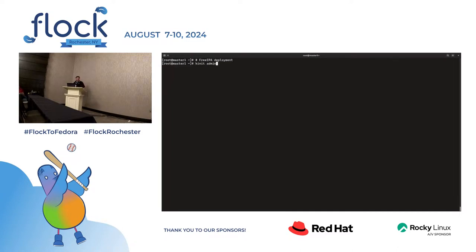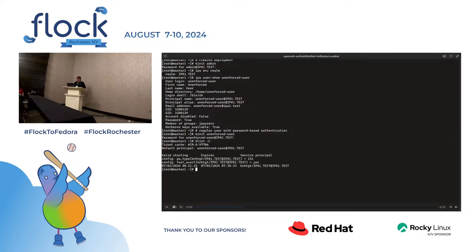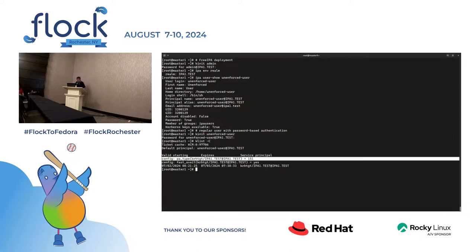So this is a standard FreeIPA deployment that is running somewhere in the cloud. And they have two users, unenforced user and enforced user. So this is just a regular user with the password-based authentication. Let me try to maybe stop this to explain things a bit. So if you're using Kerberos and you're using a particular method to authenticate yourself, Kerberos calls this pre-authentication. So there are different methods to pre-authenticate users, and they can be enabled on the user account or user principal. And this one only has a password.